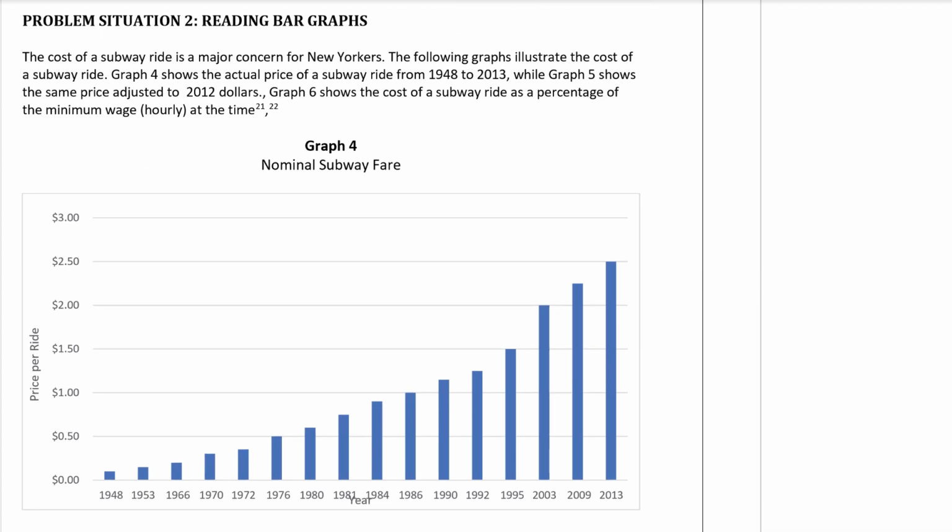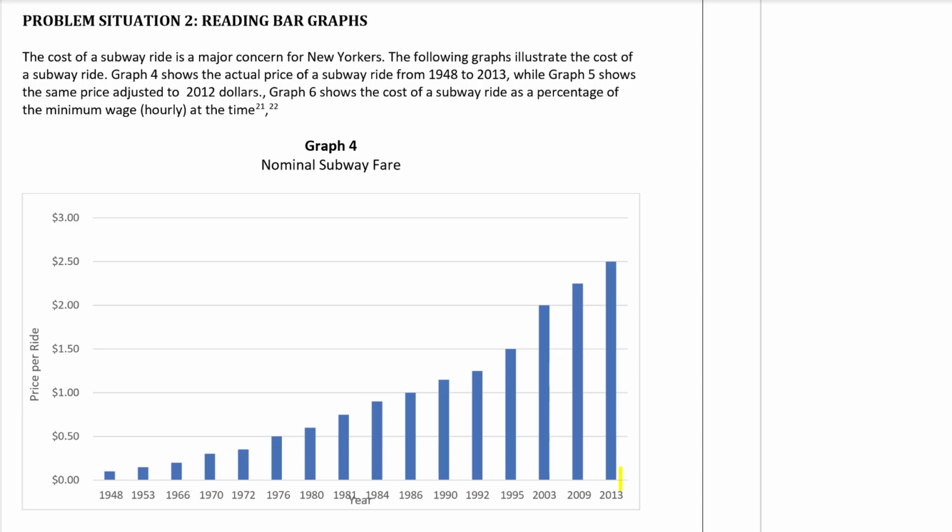All right, here we're looking at the other graph. So we looked at the line graphs. Now let's look at the bar graph. So here's the bar graph, and it tells us the cost of the subway ride from the years 1948 to 2013. So it was a few cents. Maybe it looks like it's 20 cents. It's not clear here in 1948, but it has been rising steadily.